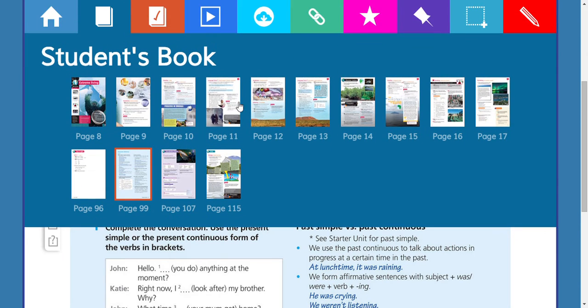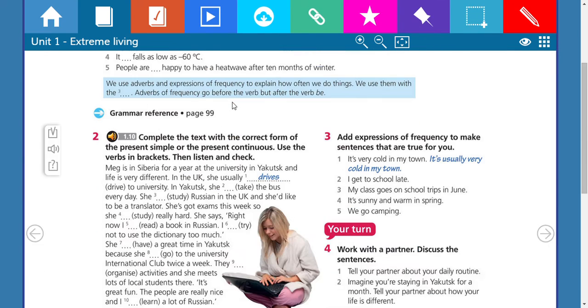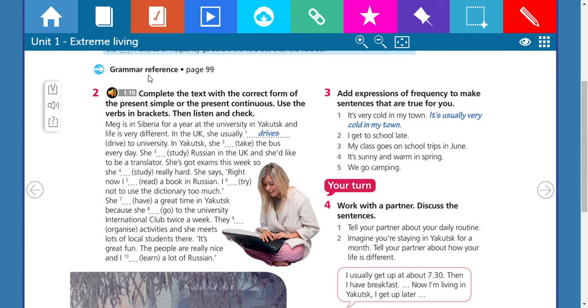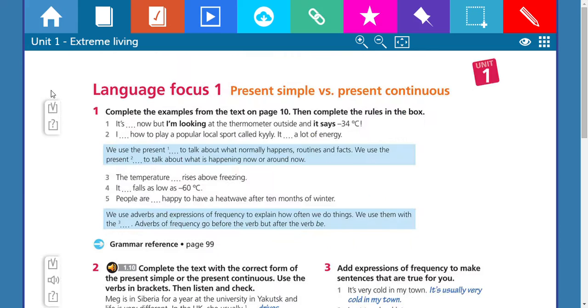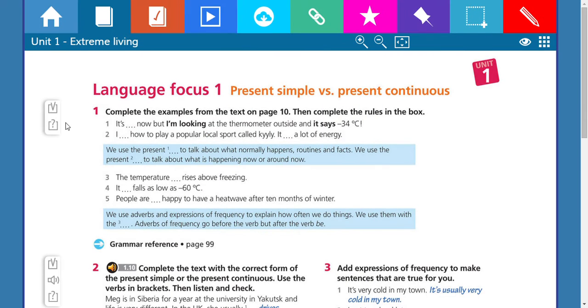And the book is here. Let's see. Here we have an audio. In number 2, complete the text with the correct form of the present simple or the present continuous. Use the verb in brackets, then listen and check. So, the idea is this. Listen and complete. Here is the activity. Now, let's see.